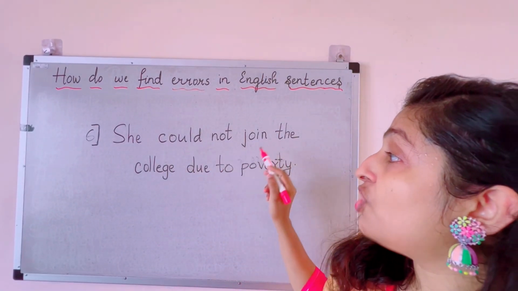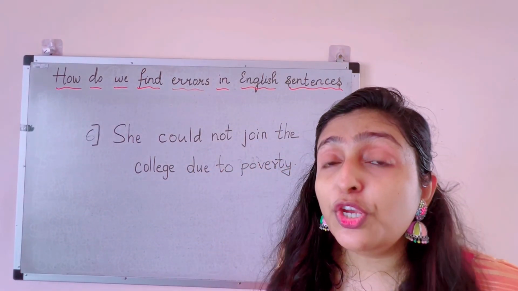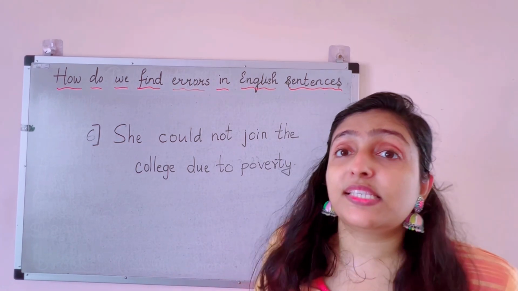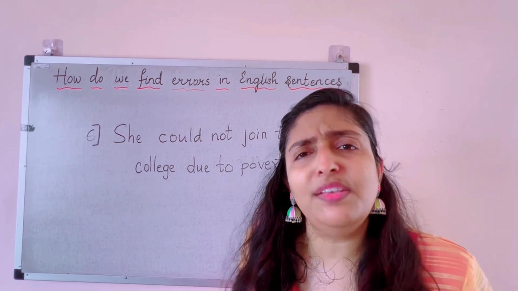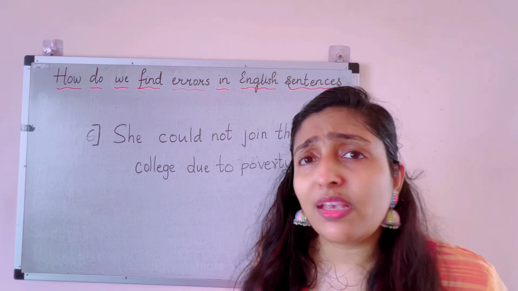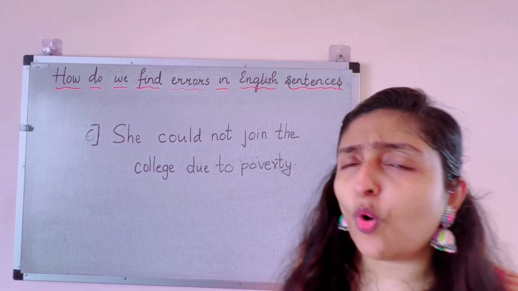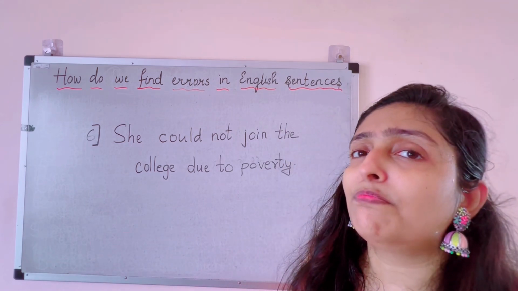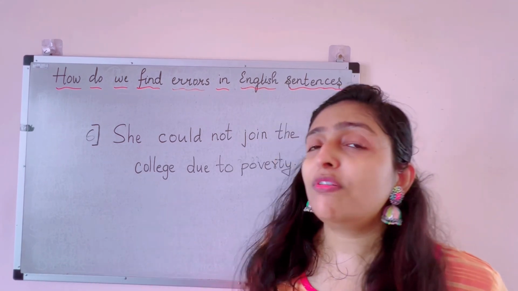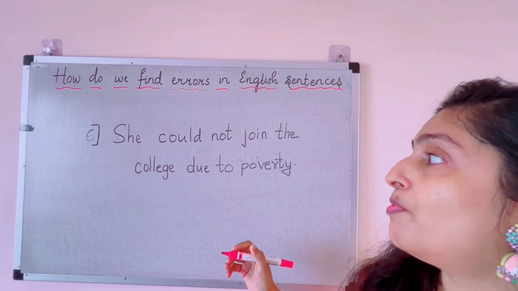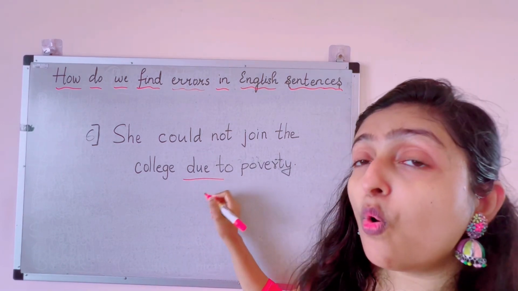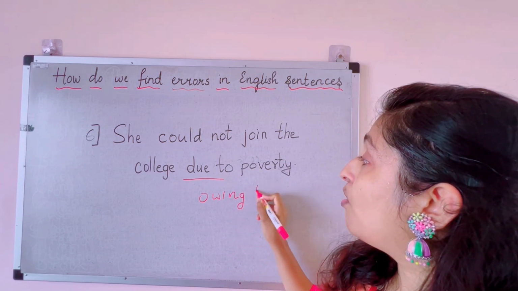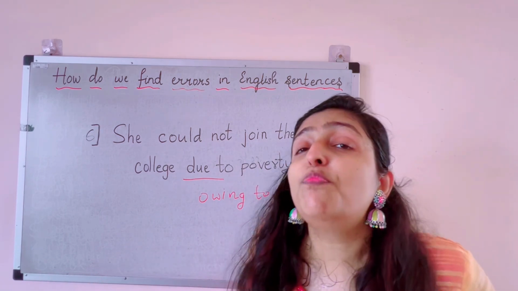She could not join the college due to poverty. At first glance, we feel that nothing is incorrect, everything is appropriate, but no. I don't say this is totally incorrect, but more correct or more appropriate would be owing to. She could not join the college owing to poverty.